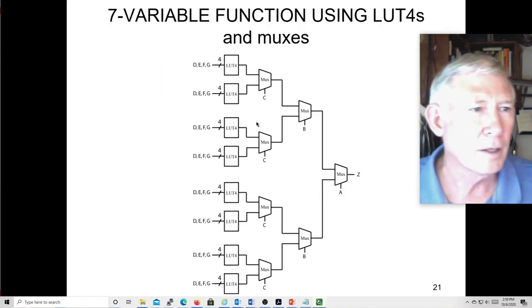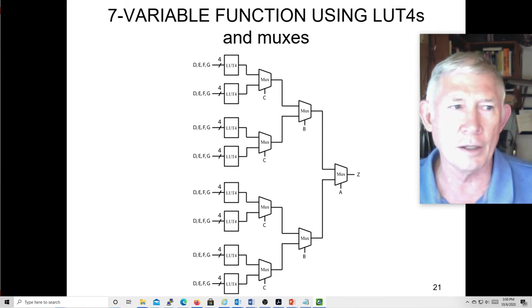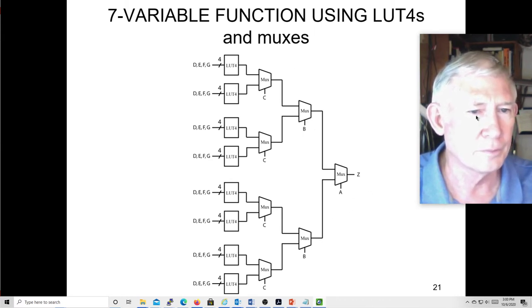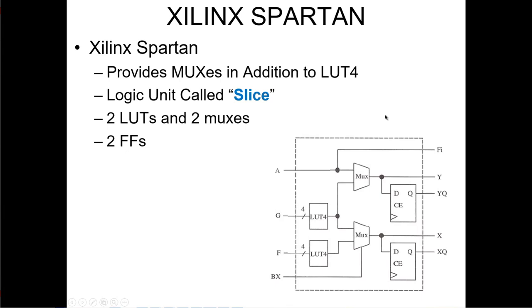All right, here's how a seven variable function looks using LUT fours and muxes. And these muxes are all 2-to-1s. So 1, 2, 3, 4, 5, 6, 7, 8.